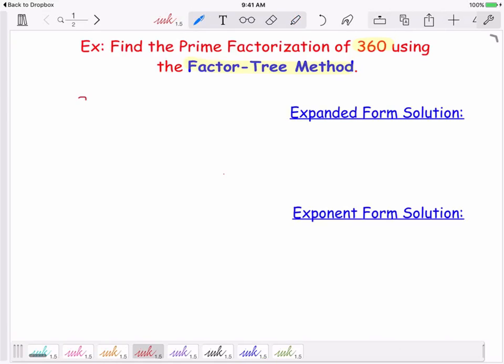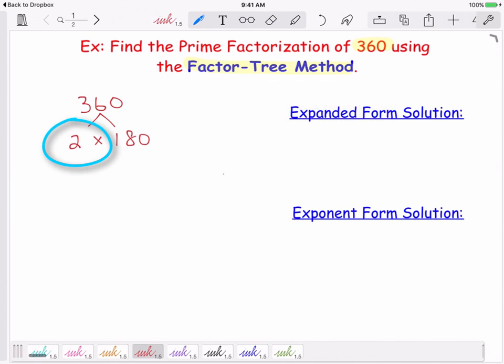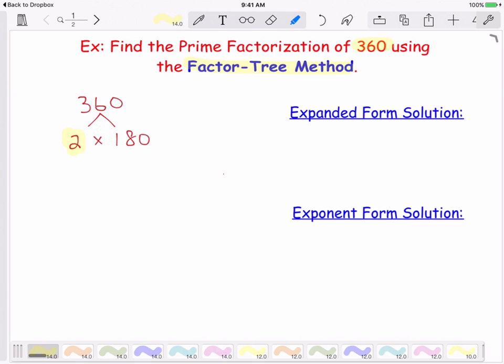You begin by writing 360 down and then you draw two split lines underneath it. Now, write down a factor pair that multiplies to 360, such as 2 times 180. Since our goal is to break down 360, you should not consider 1 times 360 because this factor pair does not help to break down 360. Notice how 2 is a prime number. This means we cannot break it into a smaller number anymore, so you should highlight it for later purpose.